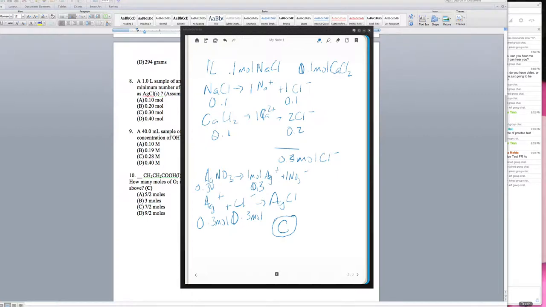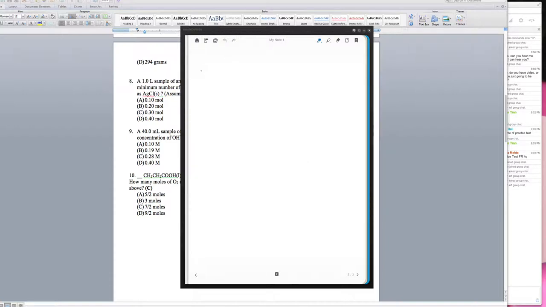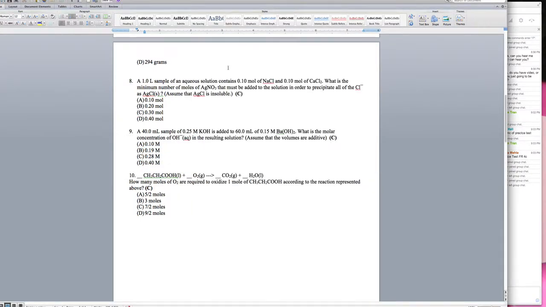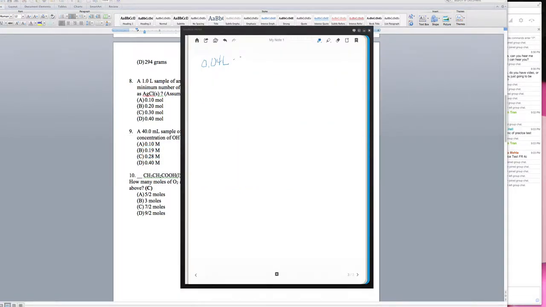So let me get a new page going here. 0.04 liters of the 0.25 molar KOH. And so for every 1 mole of KOH, when it dissociates, we get 1 K plus and 1 OH minus. So if we have 0.25 molar KOH, we have 0.25 molar OH minus. When we multiply those together, that gives us 0.01 moles of the OH minus.